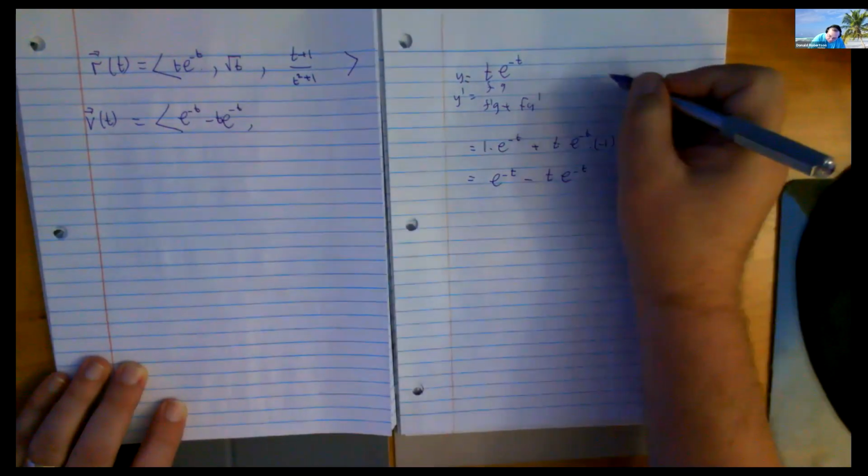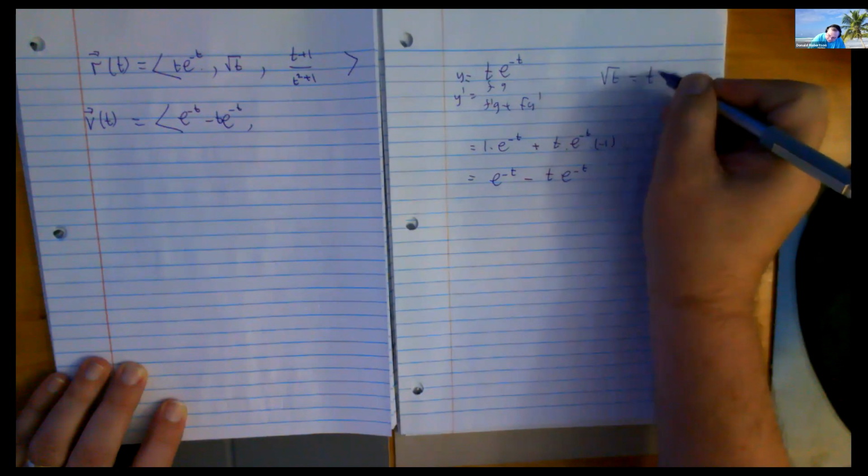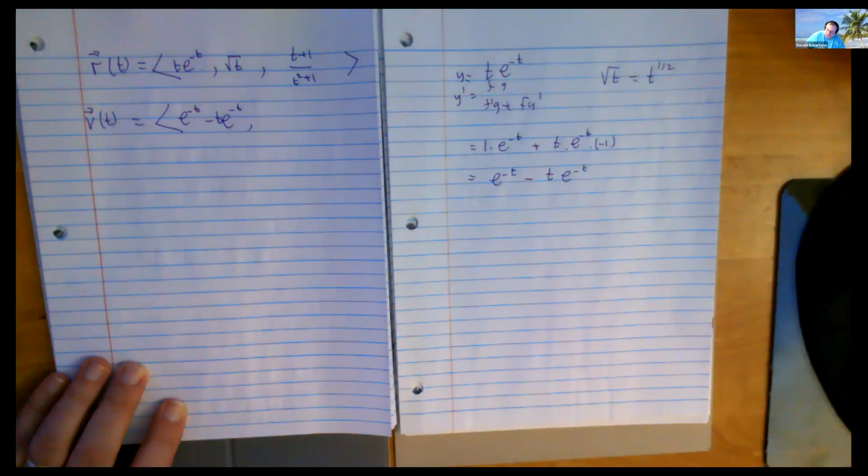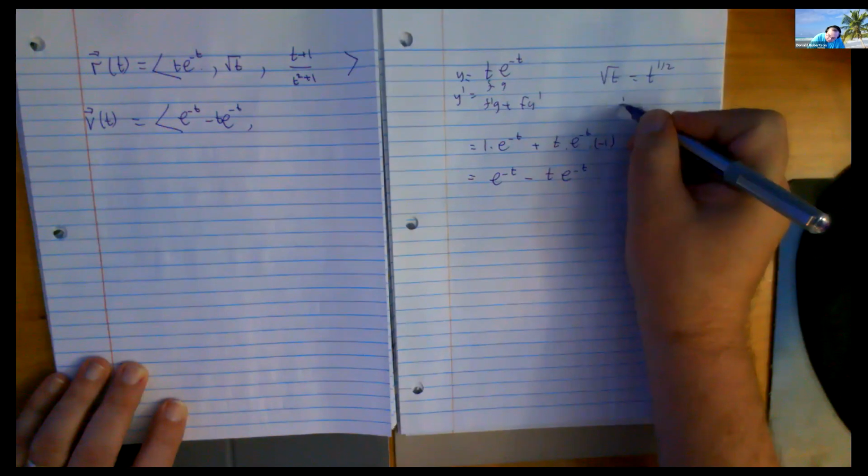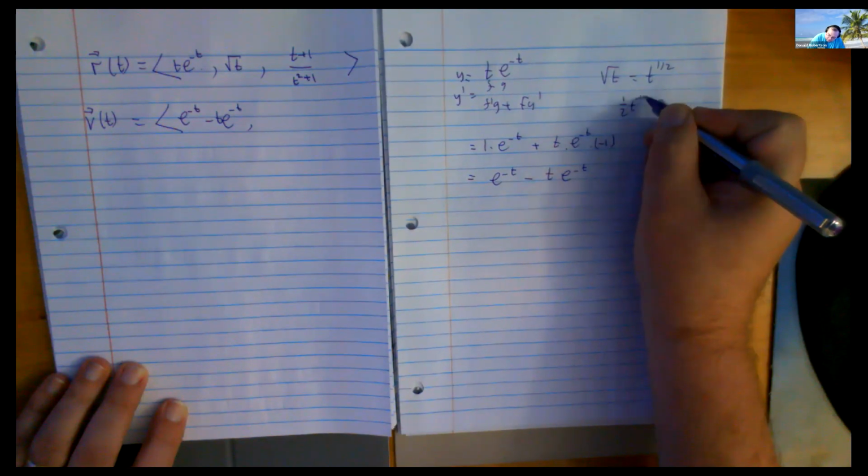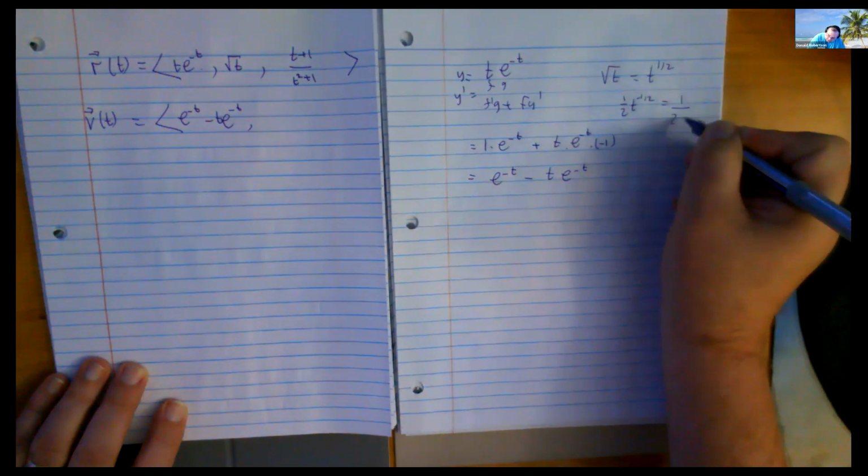Right, now if you want to do square root of t, don't you just call it t to the half? And then you can do essentially the power rule. So its derivative is multiply by the power, reduce it by 1, and then make it look pretty.